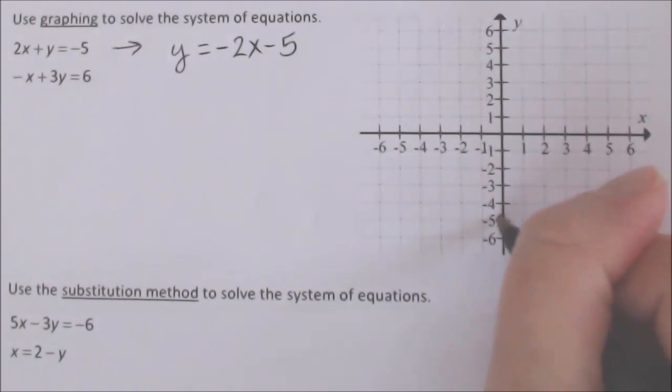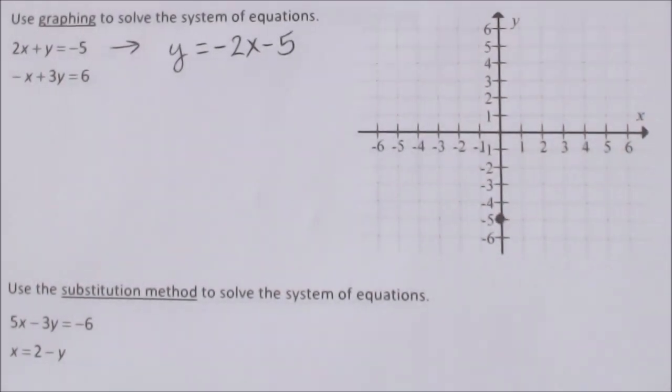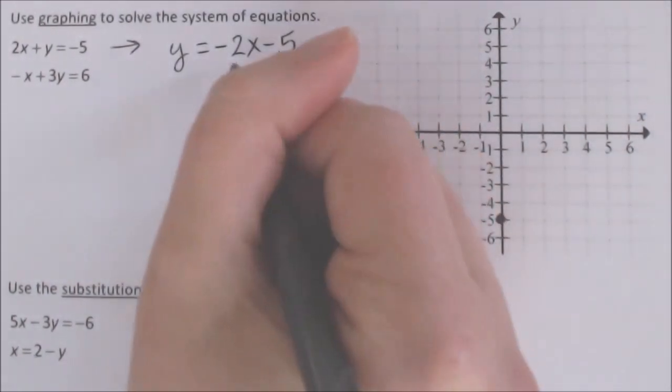So let's go to the graph. I'm going to put a point on the y-axis at negative 5. The slope is negative 2.